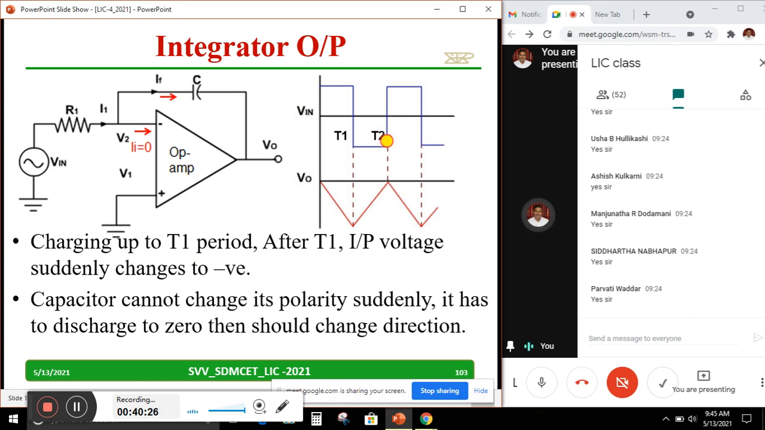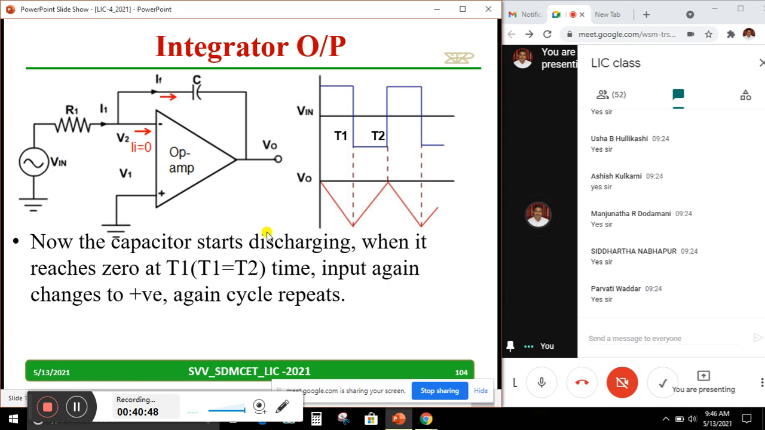At that time it changes suddenly to positive, and again it will start increasing in the negative. So the capacitor cannot change its polarity suddenly. It has to discharge to 0 first, then change the direction. This is a very important point you have to remember. The capacitor starts discharging and reaches 0 at T1 equal to T2. Input again changes to plus Vsat, and this cycle repeats. That's why the square wave is converted into a triangular wave.